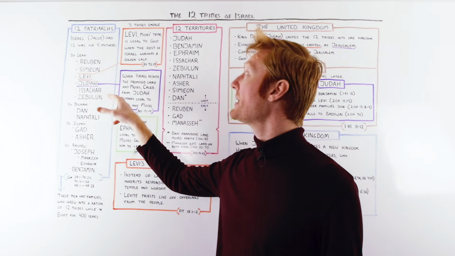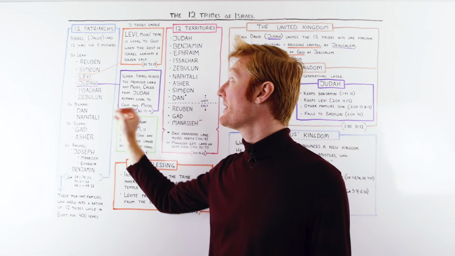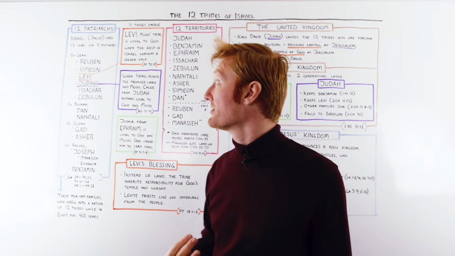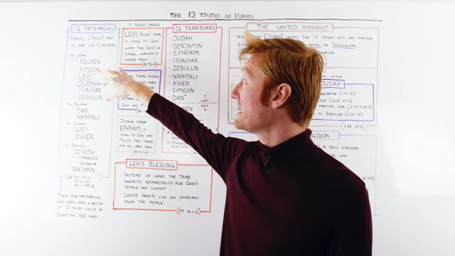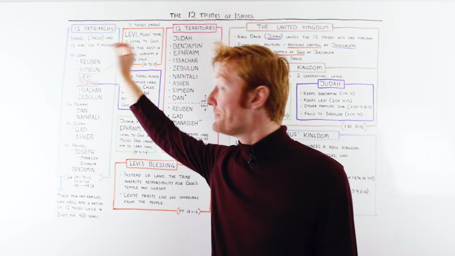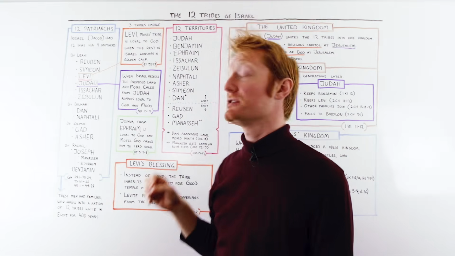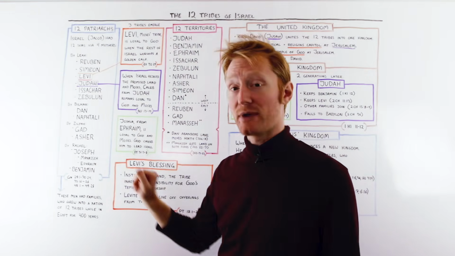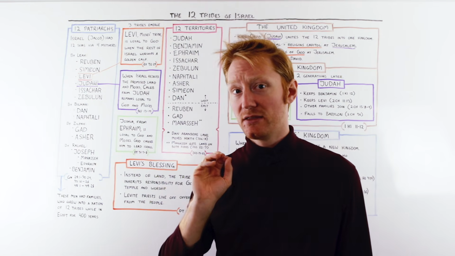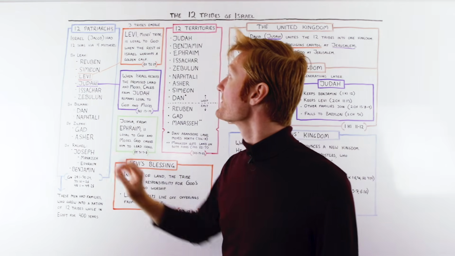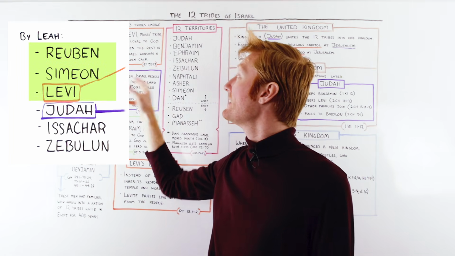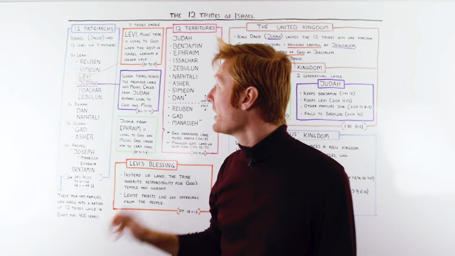There was a lot of drama in the original family of Israel. So these 12 sons actually come from 4 different mothers. You have 6 sons coming from the mother Leah. And Leah was Jacob's first wife, but not his favorite. That goes to Rachel. Rachel was his second wife and the one that he loved the most. So we have 6 sons of Leah: Reuben, Simeon, Levi, Judah, Issachar, Zebulun.